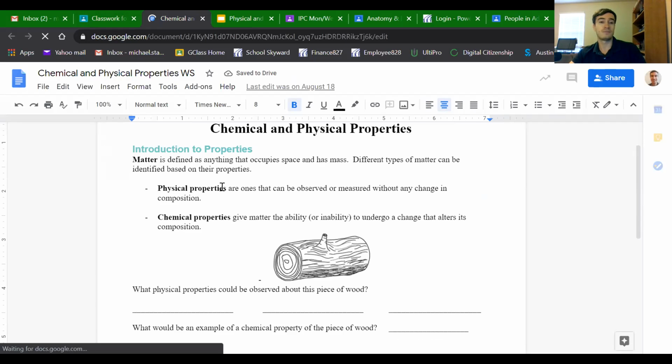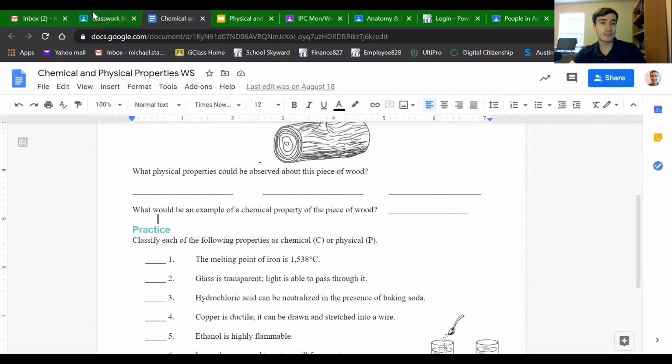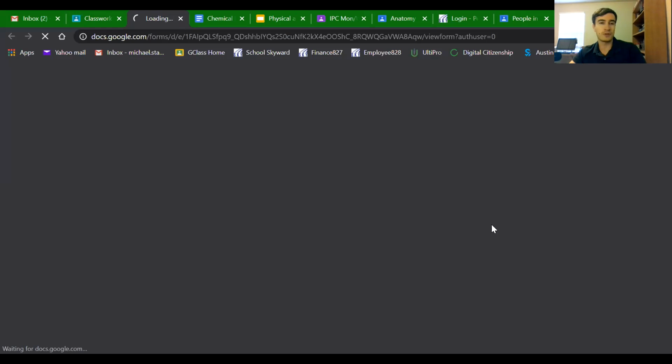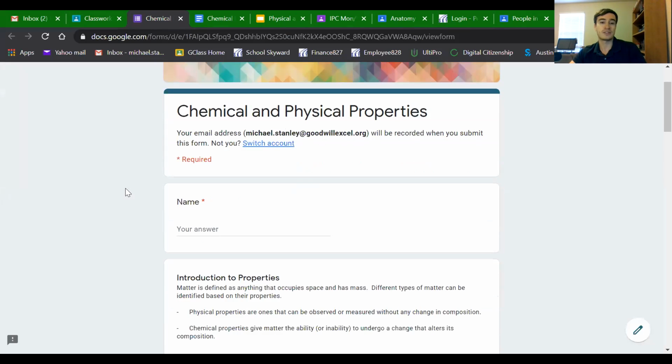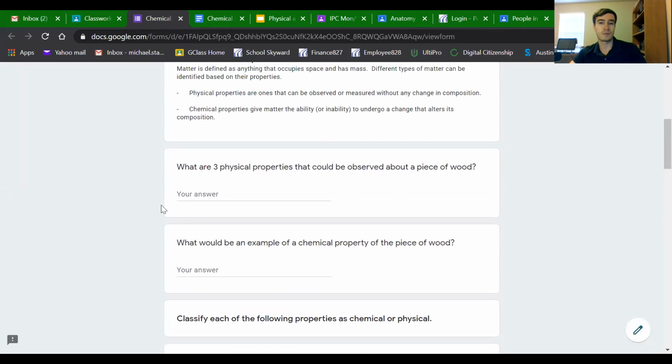The very first part of it asks you about a piece of wood. So just imagine a stick or a log like this one, and write down what are 3 physical properties that you think could go with a piece of wood, as well as 1 chemical property that you think fits with it. So this is what the Google Doc version of this assignment looks like. The Google Form version looks a little bit different, but it has the same questions on it. You'll just record your answers about the piece of wood on these first 2 questions.